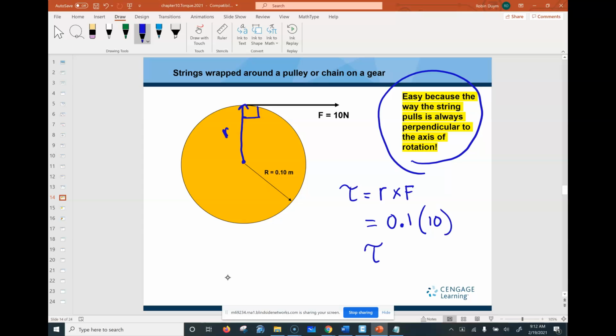So my net torque is 1 Newton meter. Anybody know what the English units are? You've probably heard of them, you might just not know. The English units are foot-pound. This many foot-pounds of torque. So if you were to go into like Pep Boys to get a wrench to fix your car, it would be rated in foot-pounds.